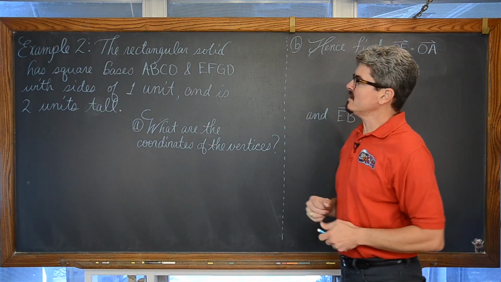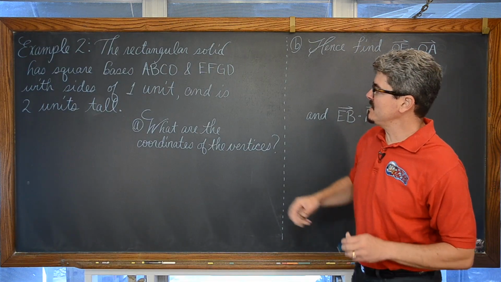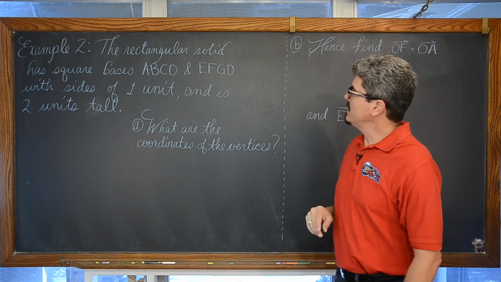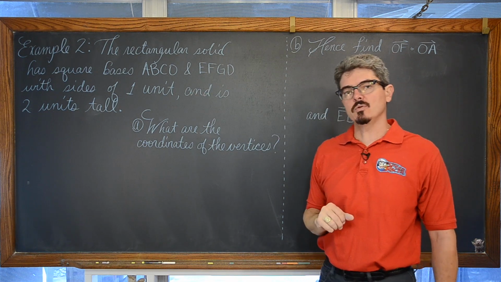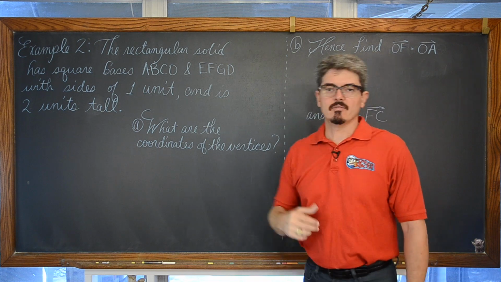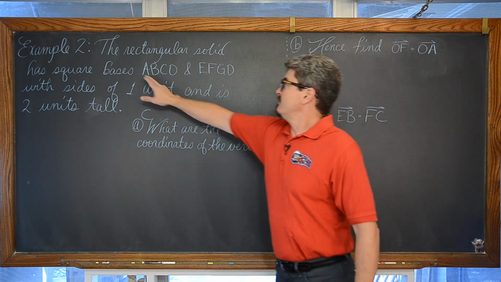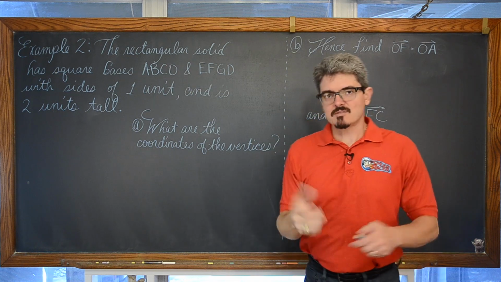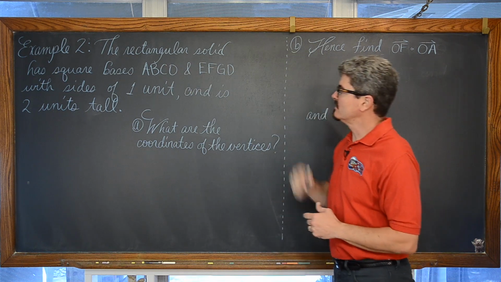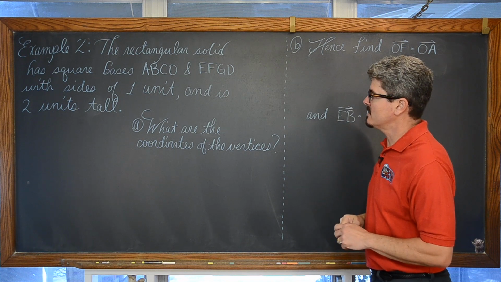The rectangular solid has square bases ABCO and EFGD with sides of 1 unit and is 2 units tall. I could also say that we have a cuboid of ABCO, EFGD with its bases, which are squares, 1 unit long, and is 2 units tall.